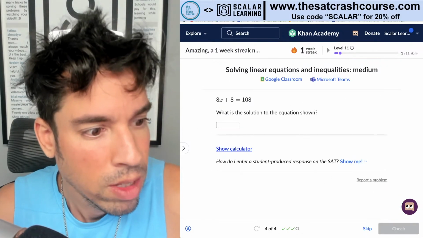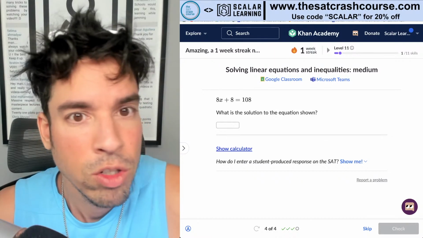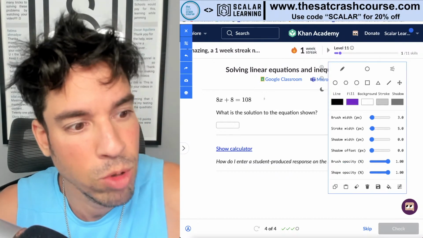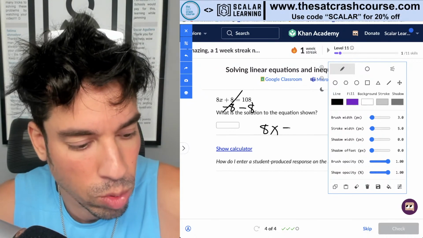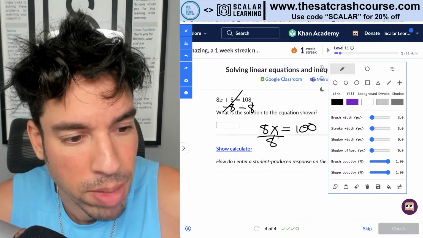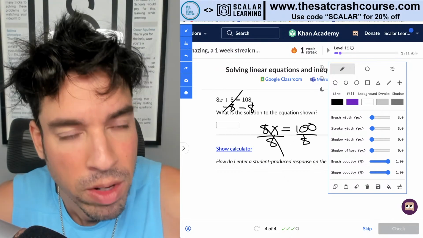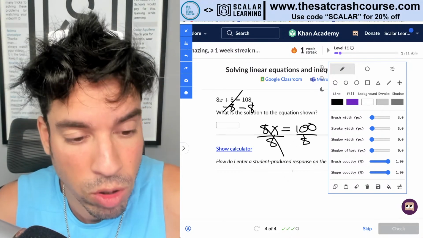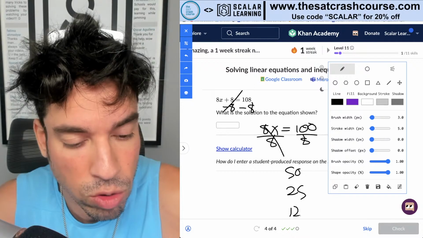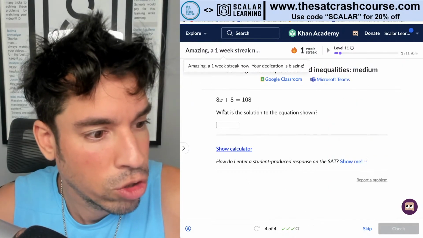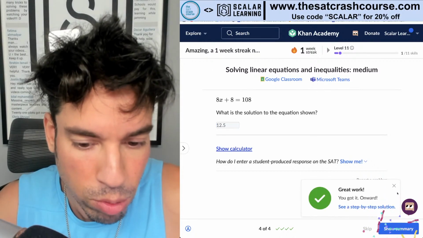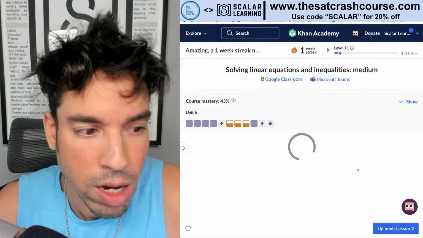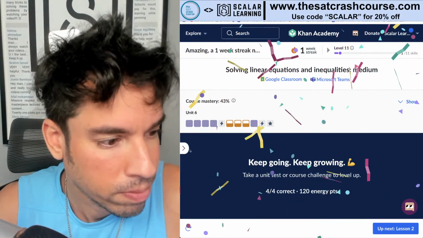Done. Boom. Last but not least, this one. So again, we can type this straight up into Desmos. I think it's faster to do by hand, so I'm going to do this. Subtract 8 from both sides. 8x equals 100. Divide by 8. I can do this mentally. It's like taking half 3 times. So it's 50. Half of that is 25. Half of that is 12.5. So our answer should be 12.5, for the win. Boom, done.